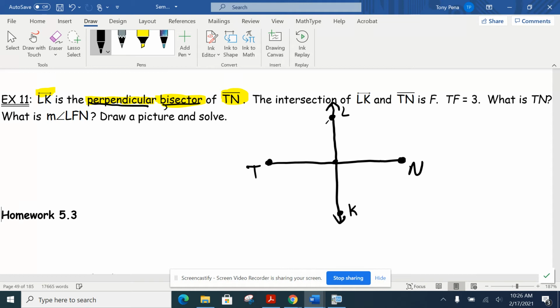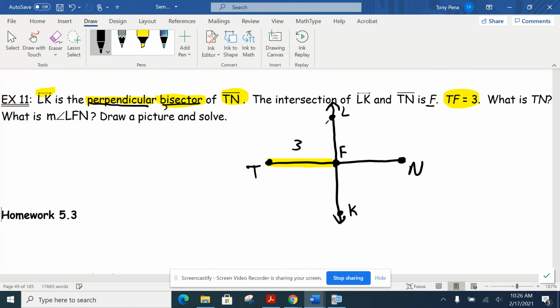Okay, so if we had that. Next thing, the intersection of those, the line and the segment, is point F. So then this point right here, you're going to call F. And then I tell you that from T to F, so now we go from here to here, that's what you were given, that has a length of 3.